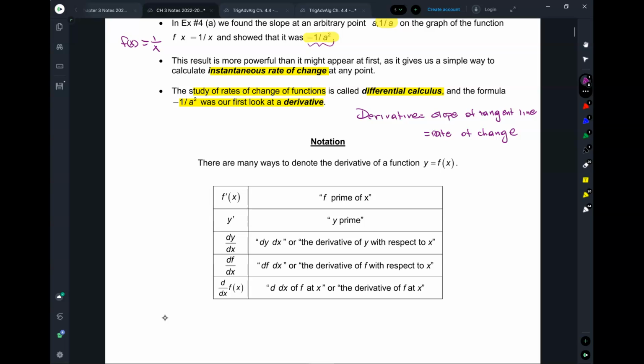But it's the rate of change of a quantity, the instantaneous rate of change of a quantity. It's the slope of a tangent line.